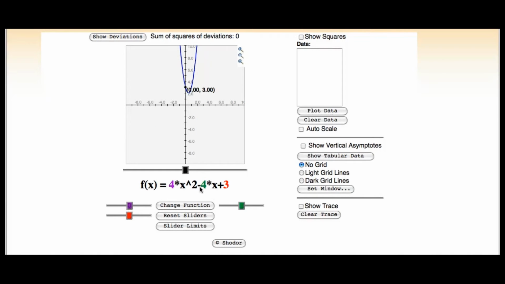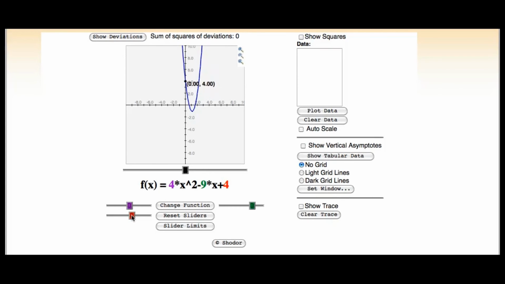Now, when we're looking at the coefficient 4 in front of the x, we can see that when we increase it, it brings the vertex down more. And when we decrease it, the vertex stays a little bit higher. So the green number affects the placement of where the vertex is in the parabola. And the red, the 3, when we move that, it seems like the whole parabola changes.